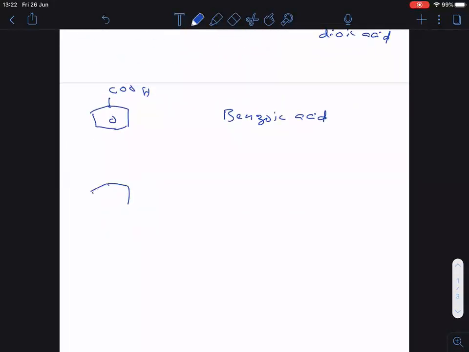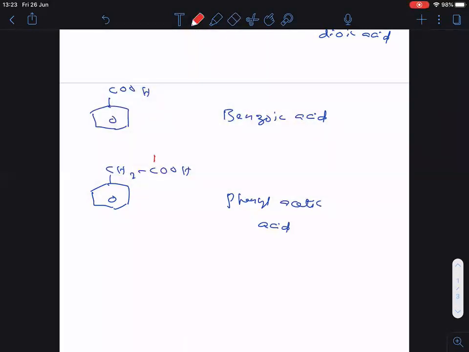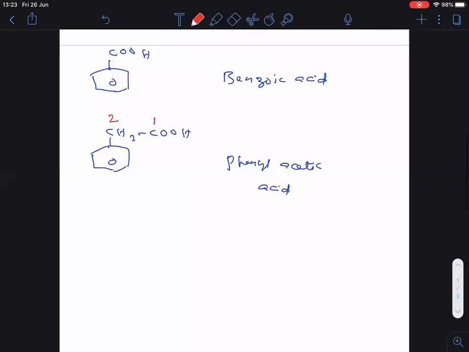Now, in a similar way, for example, if I take C6H5CH2COOH, this compound's common name is phenyl acetic acid. But according to IUPAC nomenclature, we have to number the principal carbon chain. This is the first carbon, this is the second carbon. Clear? So at the second carbon, the phenyl group is there.